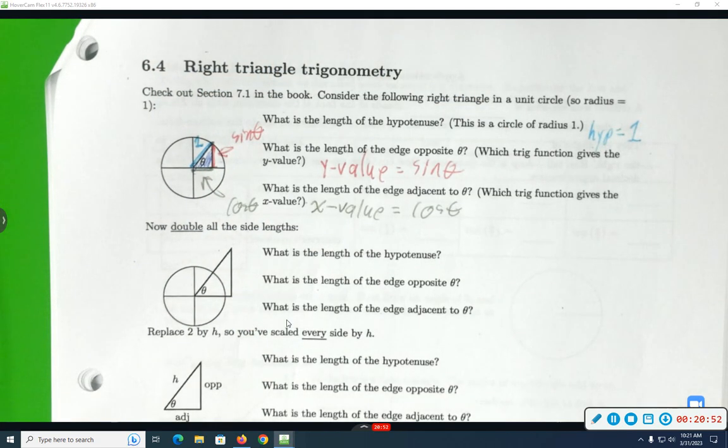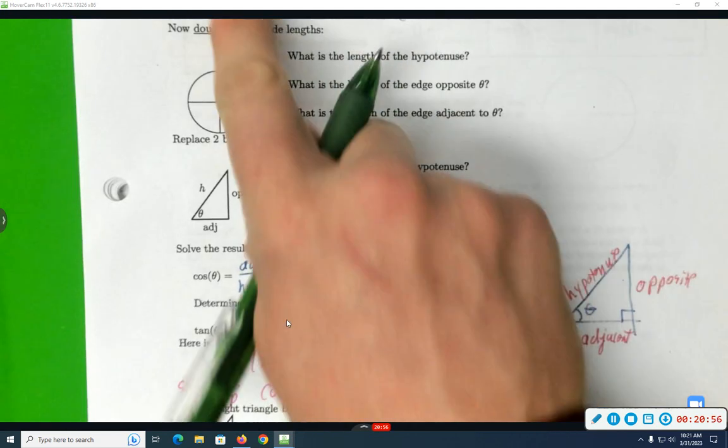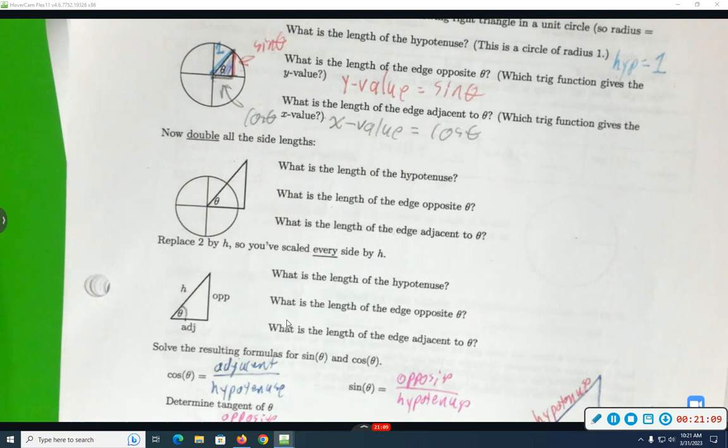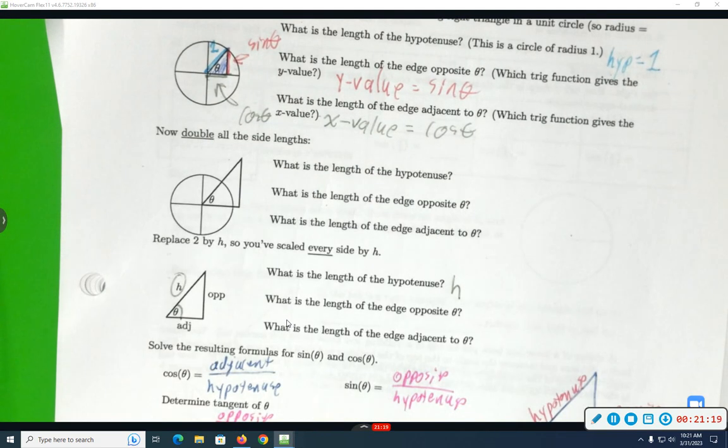So let's take this triangle and let's scale it up. I think I'll skip this bit in the middle. Let's suppose I take this right triangle, and that's now not on the page, and I scale up every side length by a factor of h. If I take that triangle and scale up everything by a factor of h, this angle will still be theta. What's the hypotenuse if I scale everything by a factor of h? H times 1 is h. So the hypotenuse is length h.